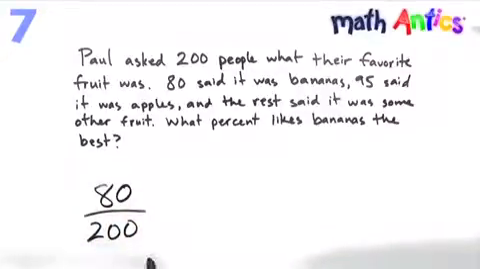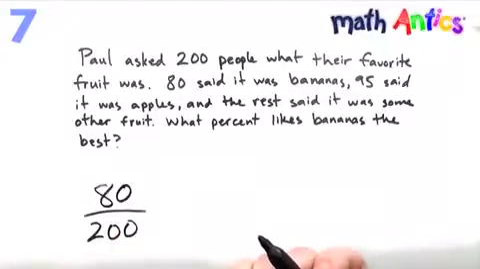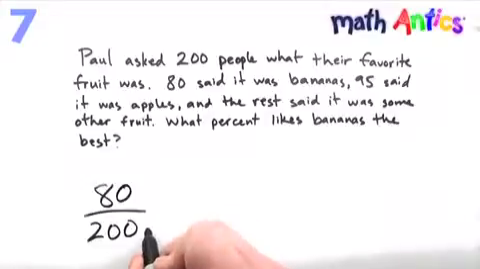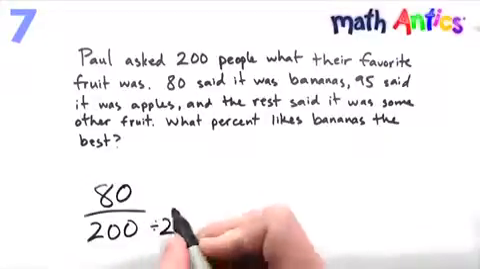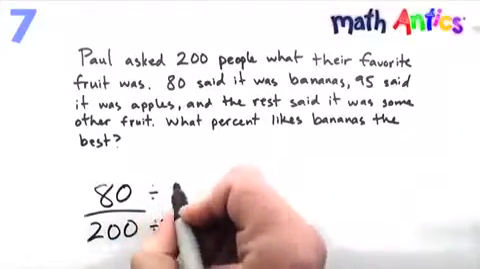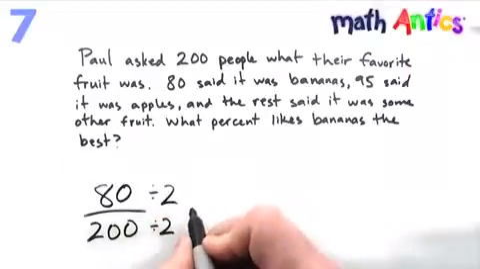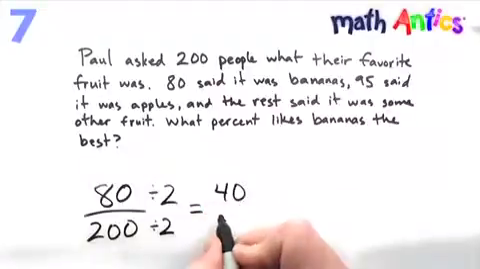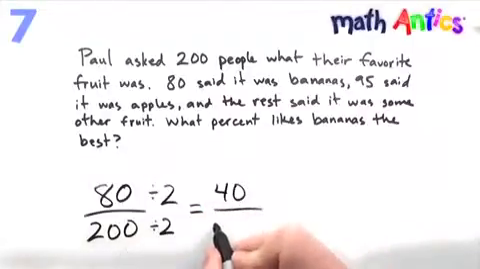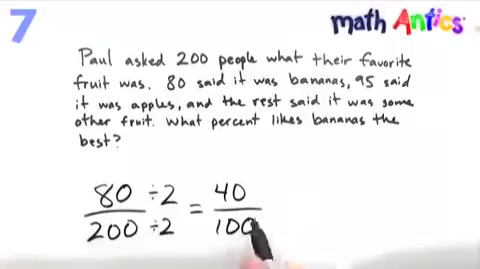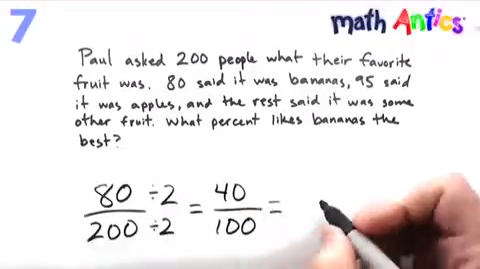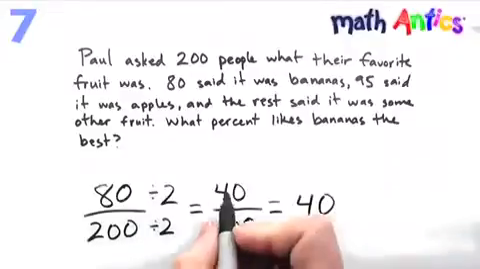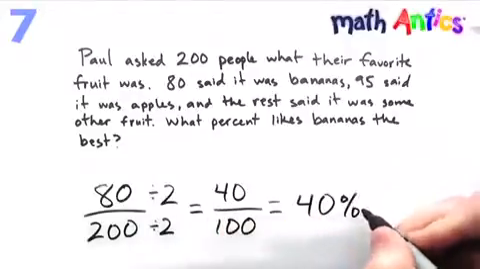All right, so 200 can be converted into 100 pretty easily by dividing by 2. So let's do that. Let's divide by 2, and we need to do the exact same thing to the top number of our fraction. So 80 divided by 2 equals 40. 200 divided by 2 equals 100. And a fraction with 100 as the bottom number can be rewritten in its percent form by just writing the top number and the percent sign.